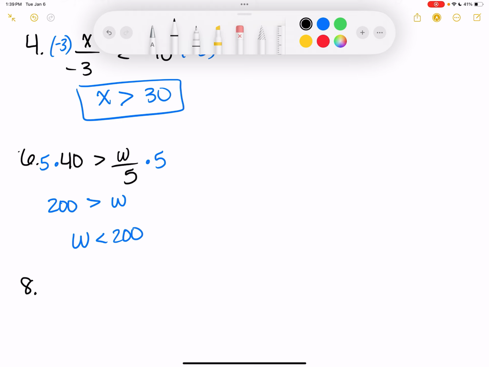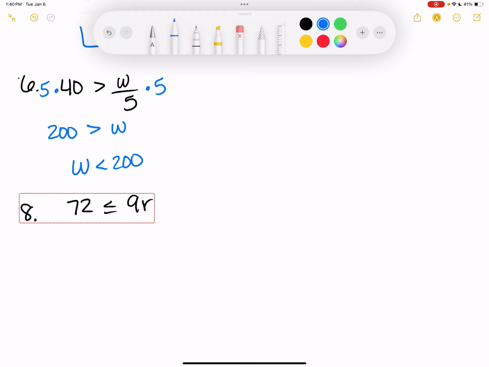8. 72 is less than or equal to 9r. So notice we're solving all these just like we would a normal equality. So I'm going to divide both sides by 9. So 8 is less than or equal to r. Again, you can leave it here. If you were going to graph it, we need to flip it. So I would flip the entire thing. R is greater than or equal to 8.